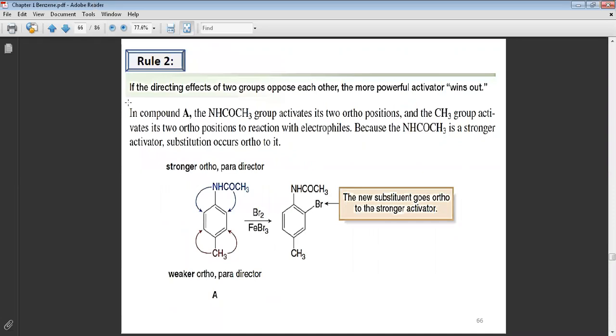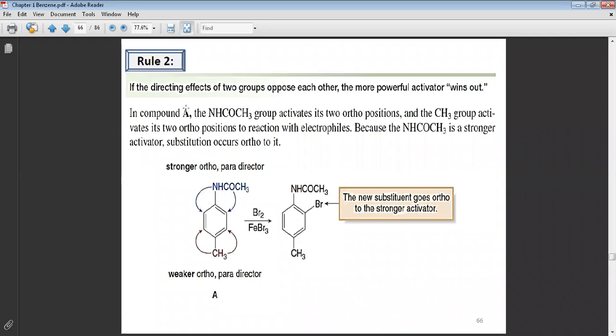Rule number 2: if the directing effects of two groups are opposite to each other. This is ortho to here and this is ortho to here, opposite, not the same position. That means one of them will win, one of them will dominate. Of course, the stronger one will win.